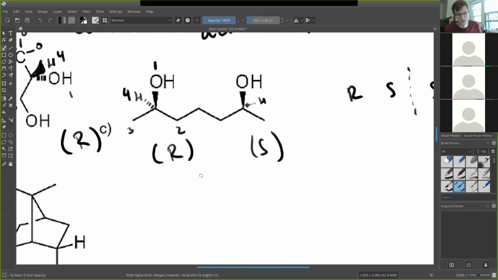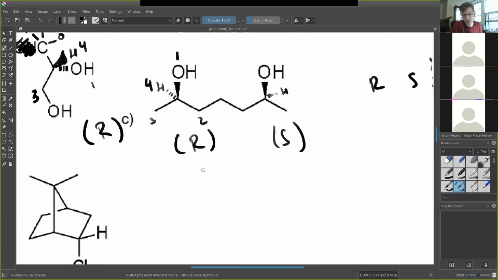That is probably too specific of a trick to really remember and think on a test, like, oh yeah, I have a meso compound with one R, it's got to be S, right? No, probably not. But that's just a way that you can logic through it without doing all of the extra work on this one.